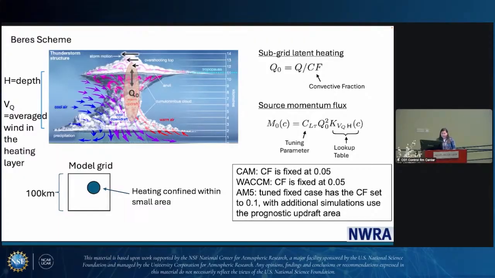Another important parameter for the Beres scheme is the heating depth within that convective plume. Based on the momentum flux equation, we can notice that the momentum flux is proportional to the maximum heating squared. And it is based on the lookup table, which depends on the heating depth and the average wind within that heating layer, which is a function of the phase speed. After applying this tuning parameter, we can get the source momentum flux in the AM5 model.